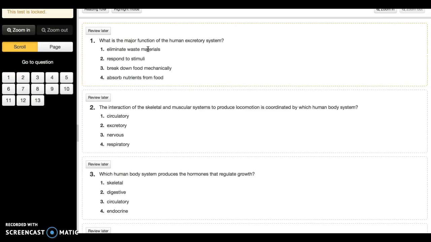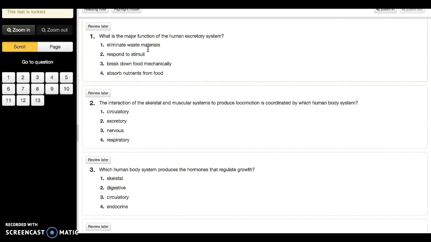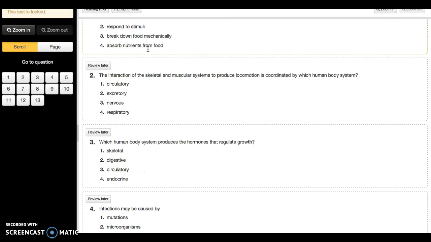So if you picked 1, you are correct. Eliminates waste materials. Number 2, the interaction of the skeletal and muscular systems. Now I know we haven't talked about muscular systems yet, but here we are talking about produce locomotion. It's coordinated by which body system?